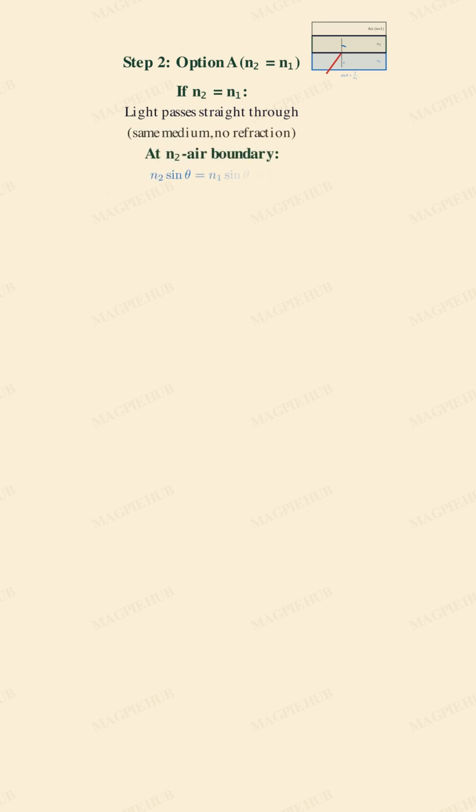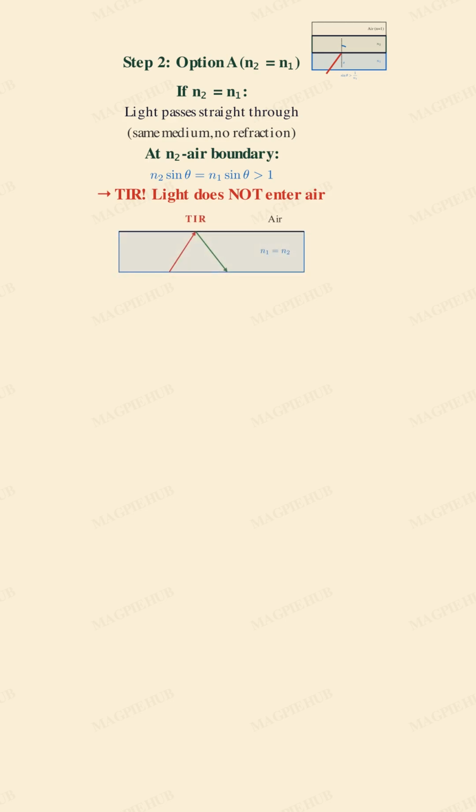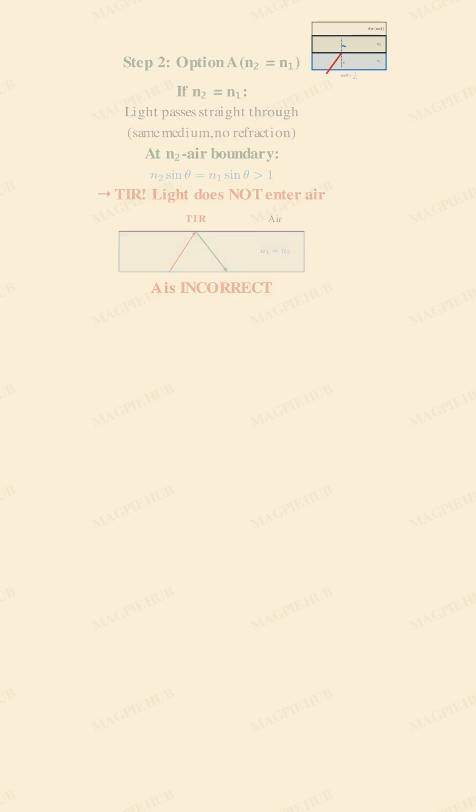Step 2, checking option A where N2 equals N1. If both media have the same refractive index, the light passes through without refraction. At the N2 to air boundary, N2 sin theta equals N1 sin theta, which is greater than 1. So total internal reflection occurs at the air boundary. The light does not enter air. Option A is incorrect.